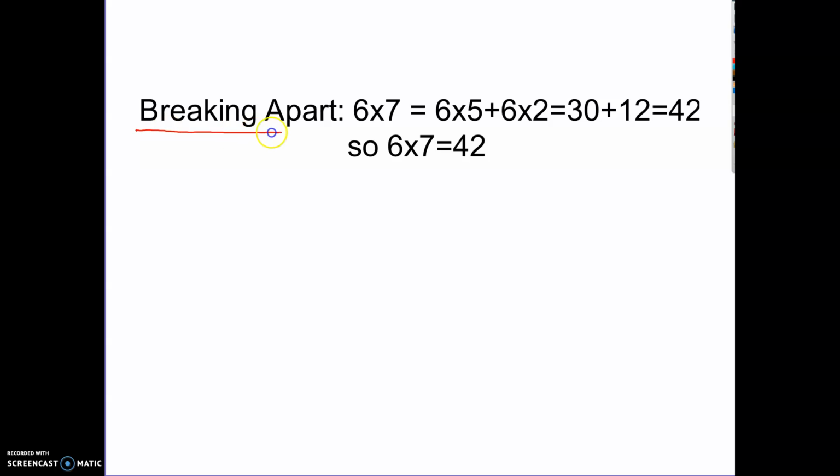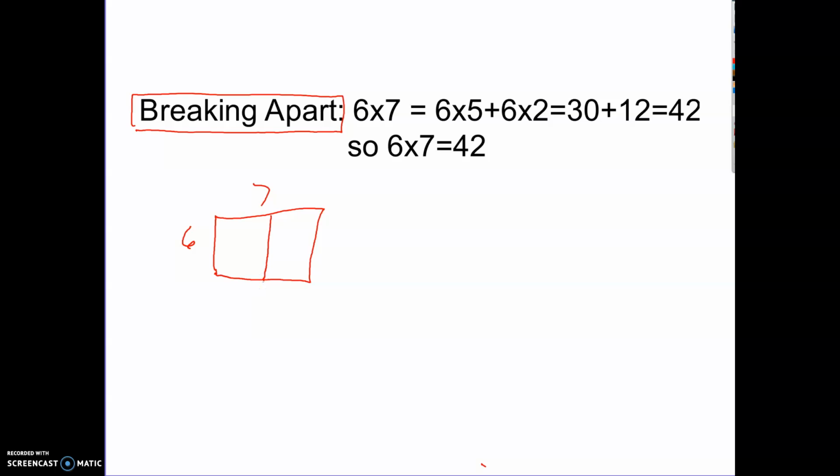We worked on the break apart strategy, okay? So I'm going to go ahead and do it for 6 times 7, but when we did it, we made rectangles. It's a great tool. So I can make my rectangle, label one side 6, label one side 7, decide which part I want to break apart. Which side do I want to break apart, the 6, or the 7? I'm going to break apart the 7.